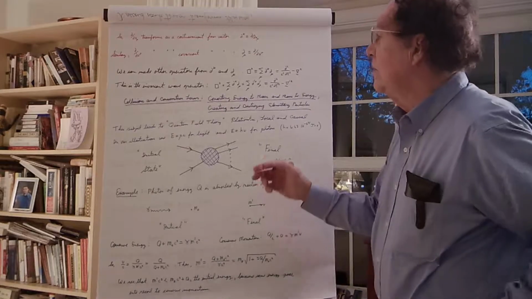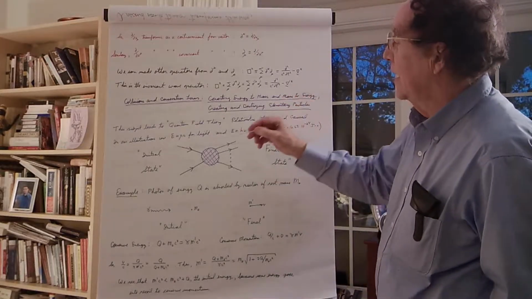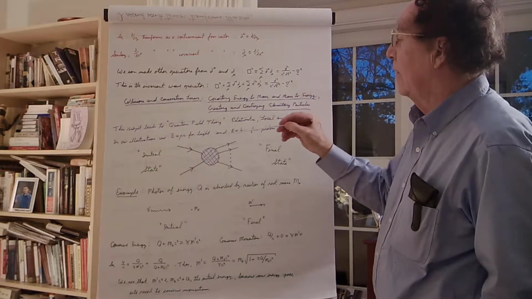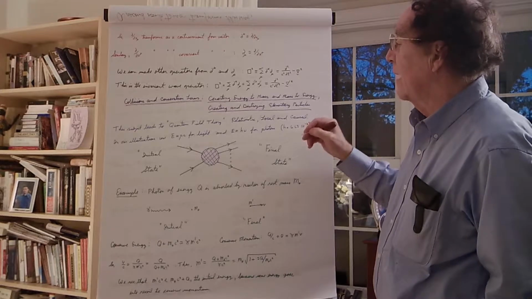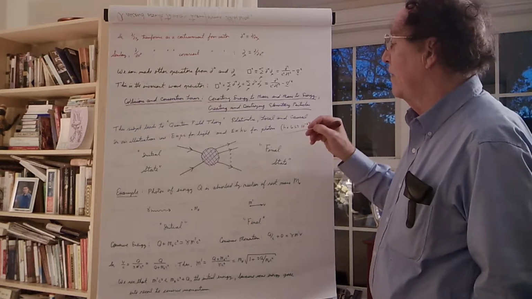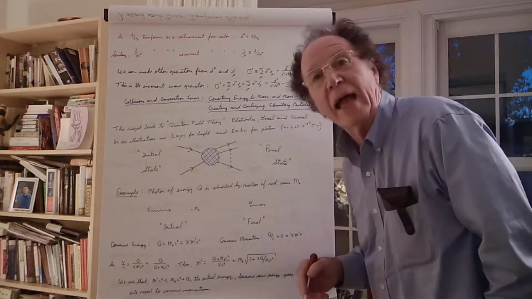So let me remind you a little bit about this. We'll be imagining an initial state of a couple of particles coming into an interaction region. I've shown it as a hashed area, and then some particles coming out.